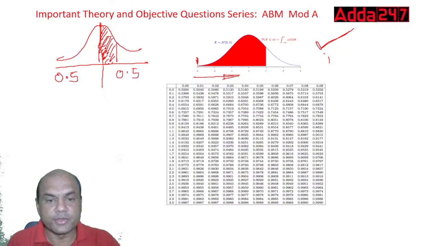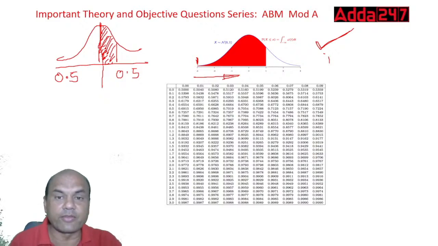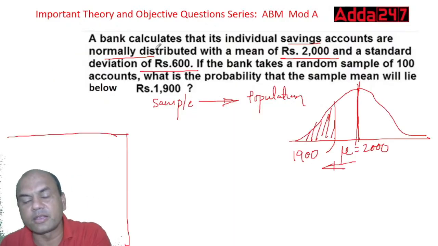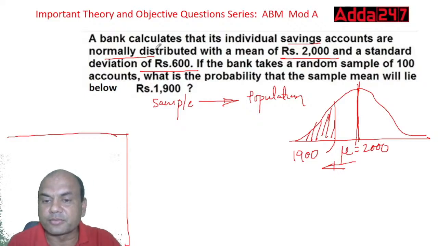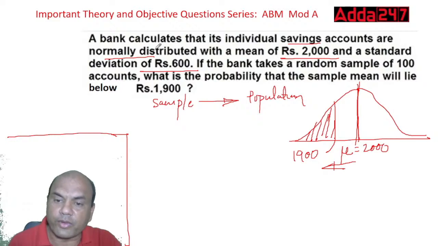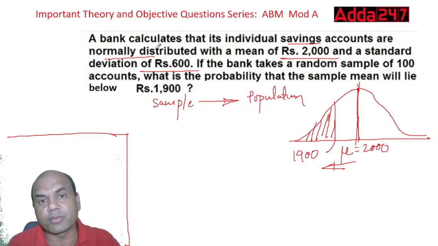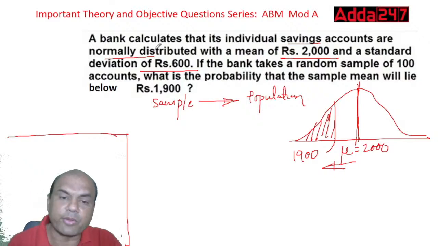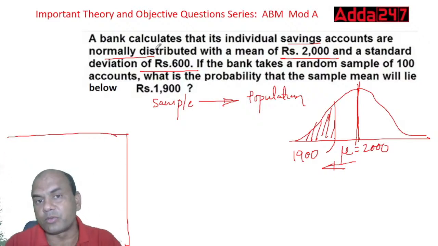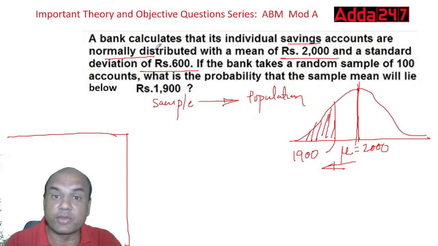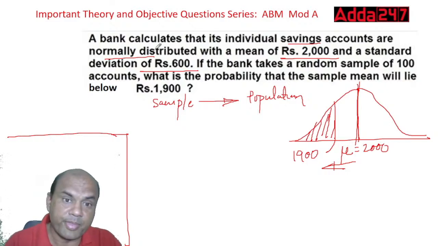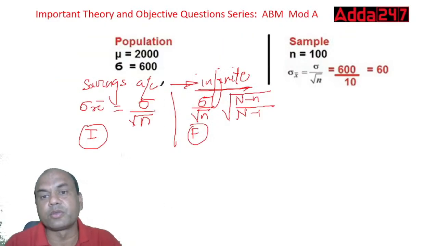Now what have they given? They have given that we want it below 1900, so we want this area. For finding this area, this is a probability. The answer which you get is a probability only. For getting this probability, you need to find out the z value. Without z value, you can't get the probability. Now look at this numerical.